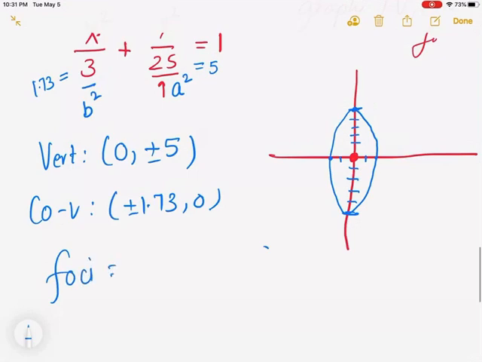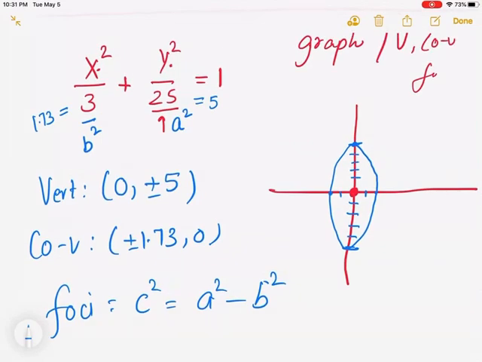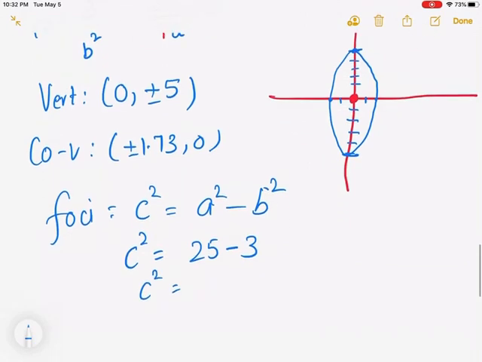How do we find the foci? Try recalling the equation: C squared is equal to a squared minus b squared. Now I need those numbers. Do I need to take the square of 5 and 1.73? The answer is no. Why not? Because in the equation you already have a squared and b squared, so just take those numbers as they are. So c squared: what's the a number? 25. What's the b? It's 3. So c squared is equal to 22. For c, just take the square root; I'm going to estimate it's 4.5.